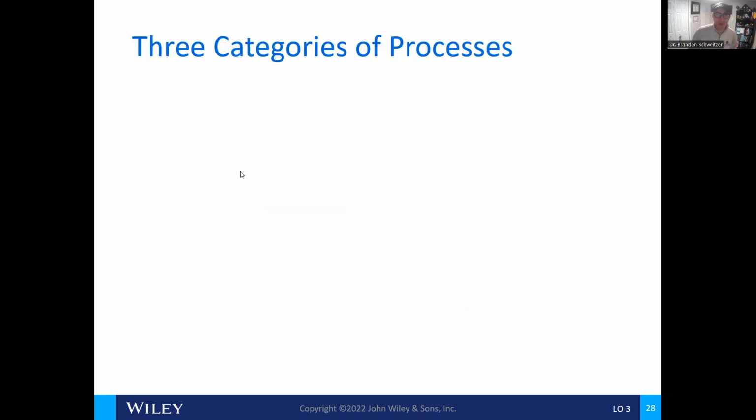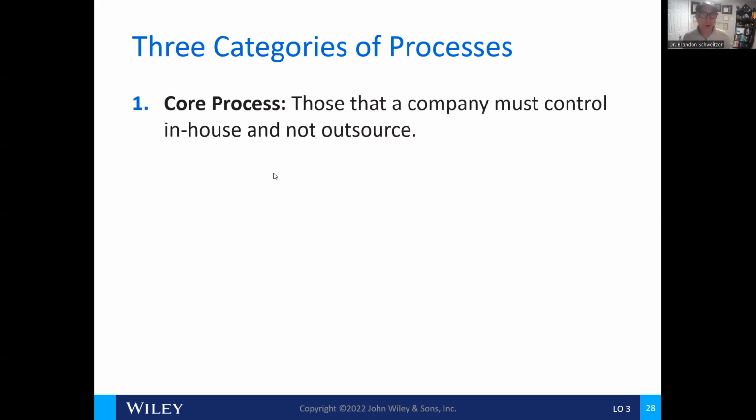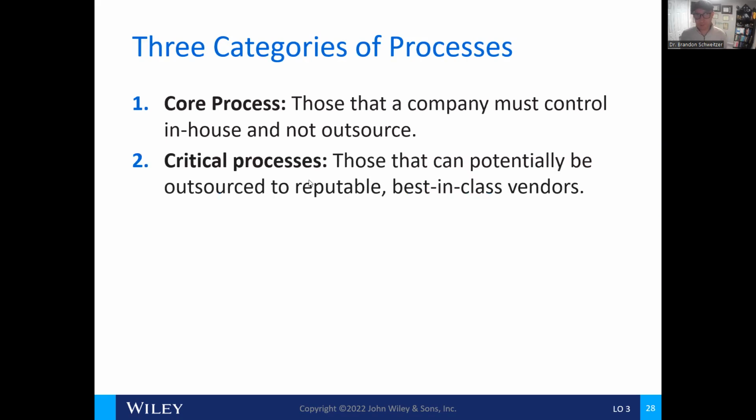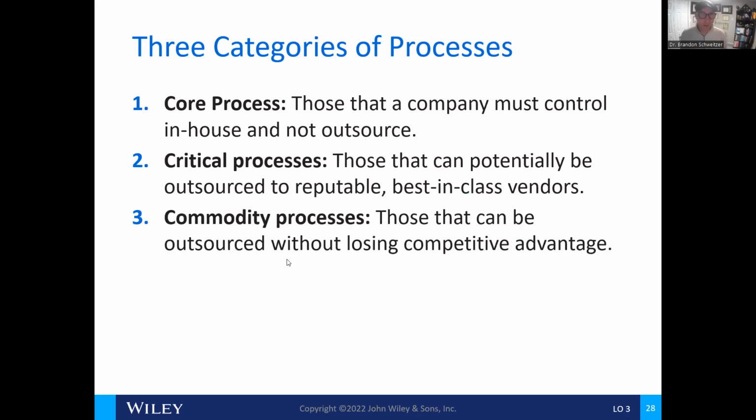So there are 3 categories of this process. One is the core process. What is it that the company must control in-house and not outsource? This might include something along the lines of, we must control all financial aspects of our company in-house. Critical processes. These are things that could potentially be outsourced to a reputable vendor. The commodity process. This can be outsourced without losing competitive advantage.